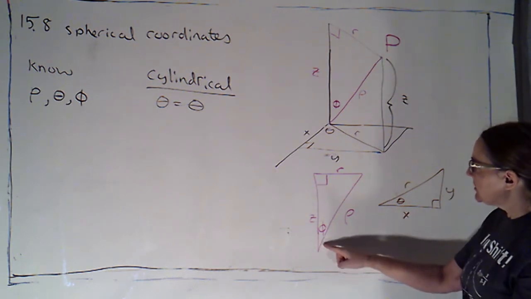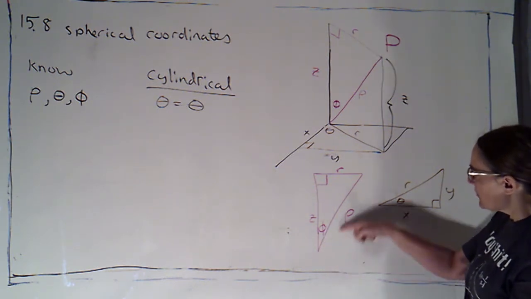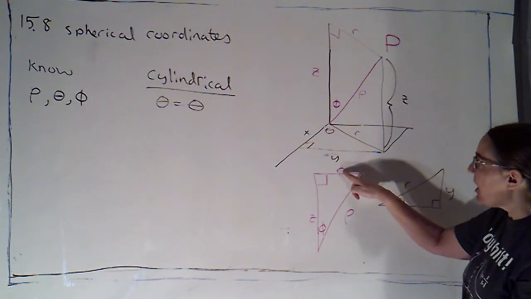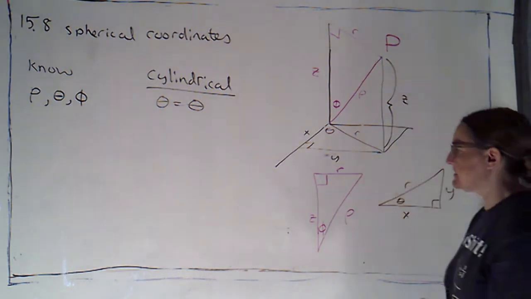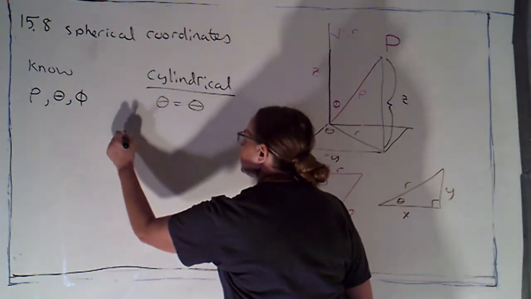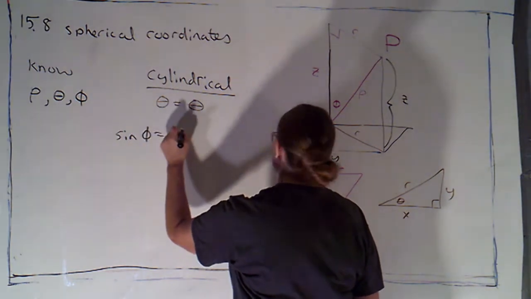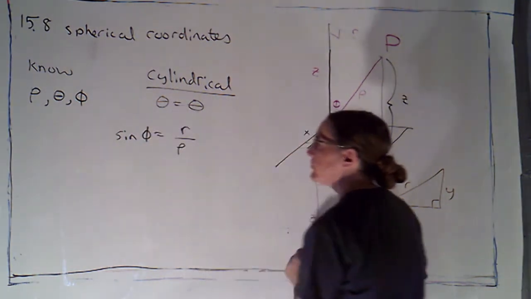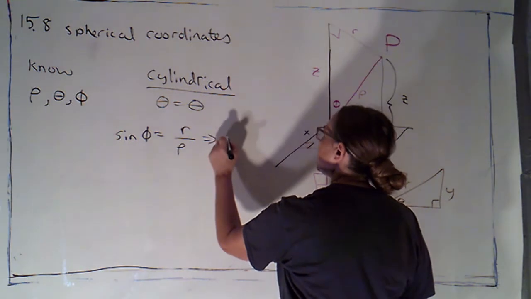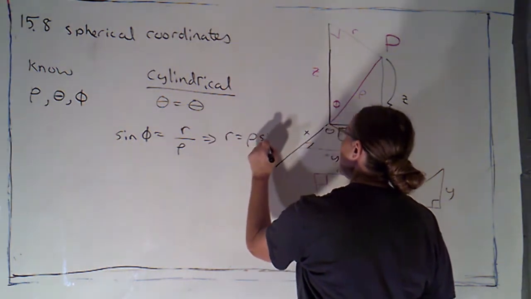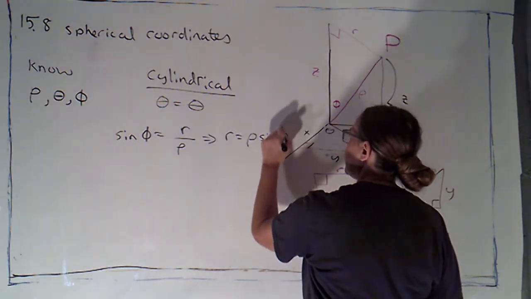Okay, if I look at this triangle, rho is the hypotenuse, r is the opposite side. So I could say sine of phi is equal to r over rho, which would imply that r is equal to rho sine phi.